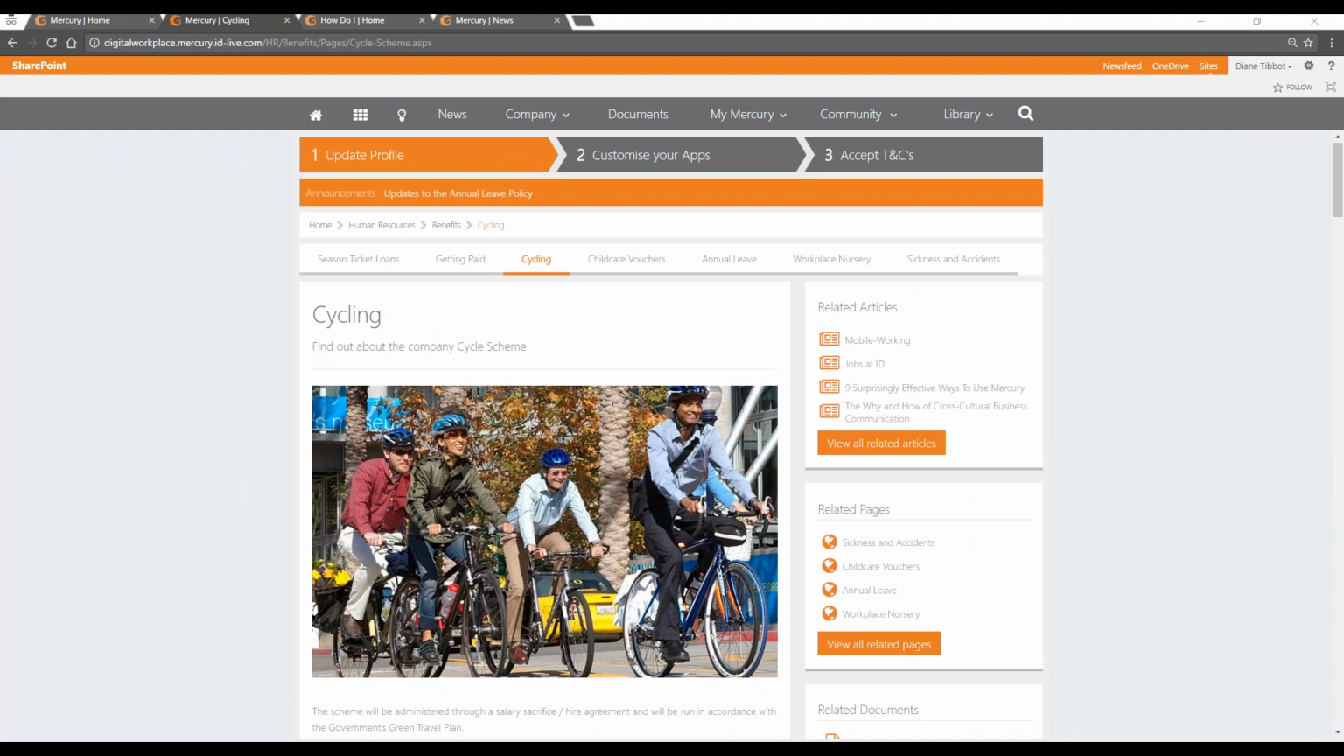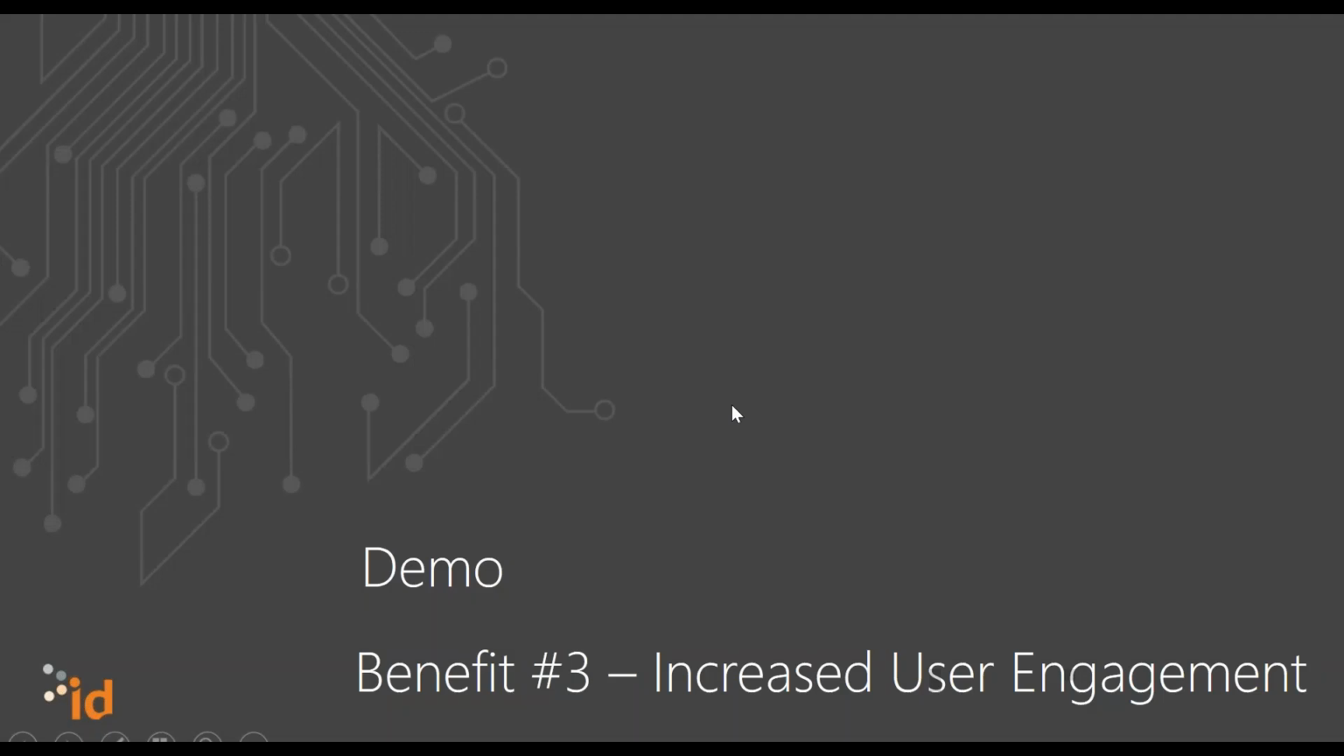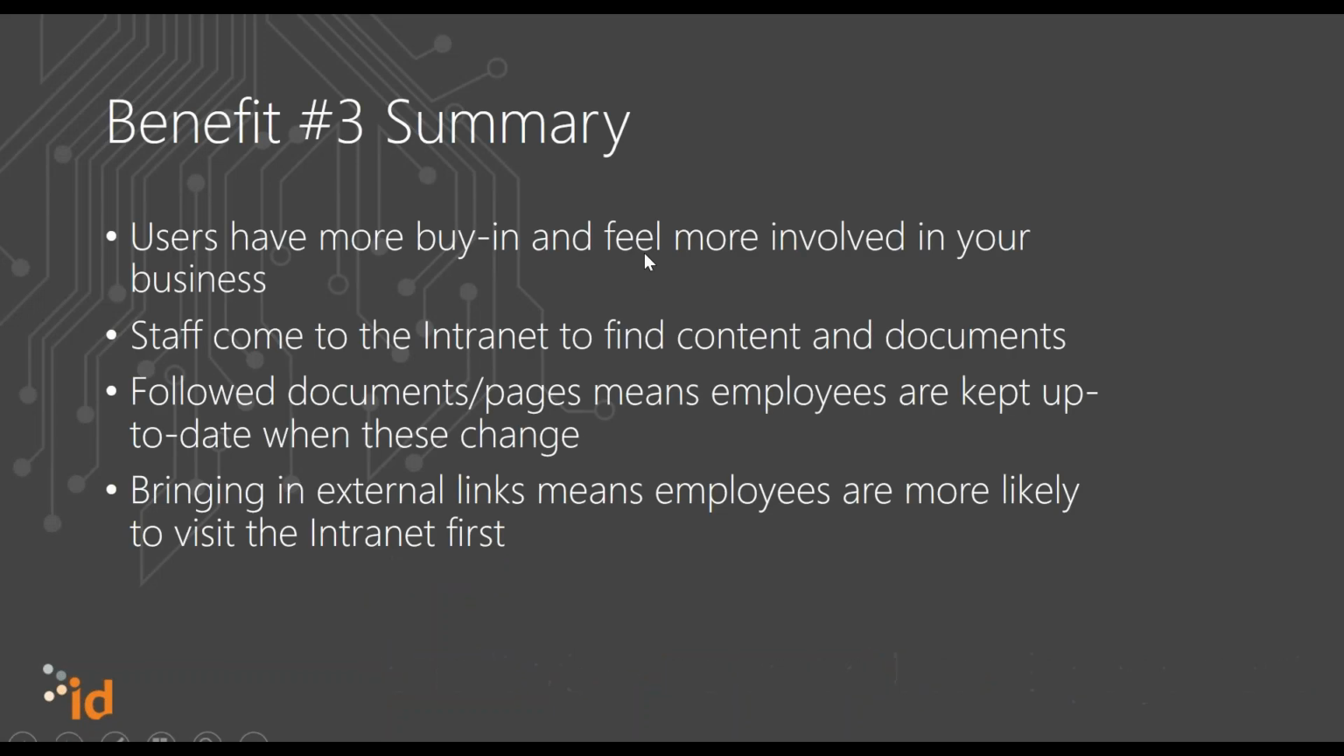Okay, to resume where we left off then. So benefit 3 as a summary, users are going to have much more buy-in to the intranet and they're going to feel more involved in your business as a result. Staff are going to come directly to the intranet to find content and documents, and the use of follow documents and pages means employees are going to be kept up to date. No more emails or routing around for changes, they can just get updates on these. And bringing in external links into your intranet means they're more likely to visit that first, maybe as a drop-off point before going away to external sites.